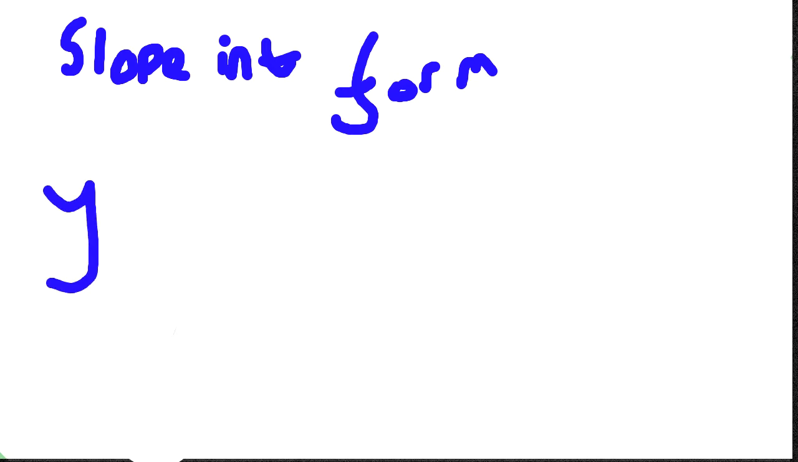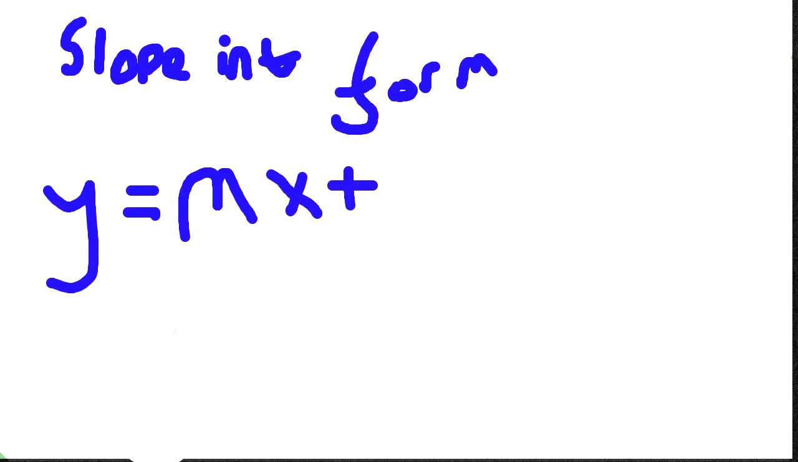All right, so like I said, a lot of y'all had some questions, so we're gonna start with slope intercept form. Okay, so this is slope intercept form, so I'm gonna abbreviate it slope int form. Okay, so slope intercept form. All right, so it's y equals mx plus b.